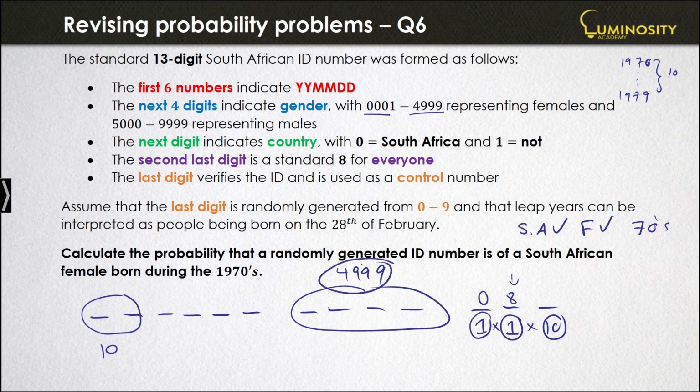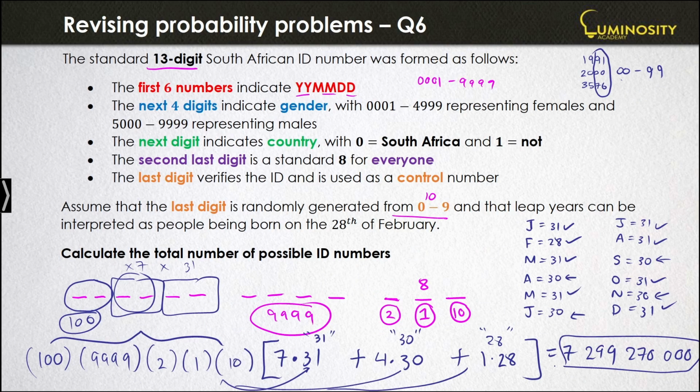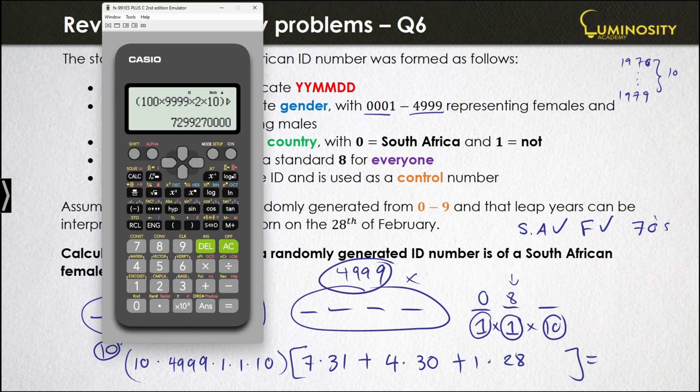So essentially, the numbers we are interested in are the month and the day the person was born. The common numbers are 10 times 4999 times 1 times 1 times 10. Then I'm going to use similar logic to the piece above, looking at what month they were born: the 7 months with 31 days, the 4 months with 30 days, or the 1 month with 28 days. We can work out this number, and that'll be the total number of South African females born in the 1970s. So let's bring up our calculator.